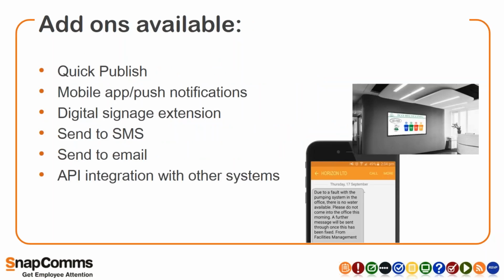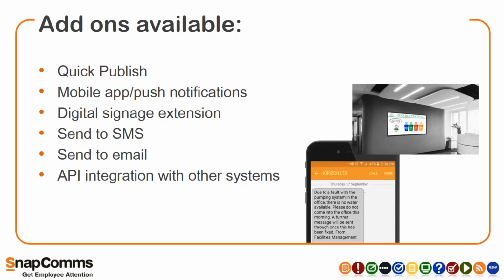And before we move on to the next section, not only do we have Quick Publish, but there's a lot of other features, other things you may not be using in SnapComms that are great for crises. So just be aware of them if this is something that's important to you. We do have the mobile app. We have push notifications. We can tie into text messaging or SMS. You can get digital signage extensions too, where if you have flat screens around a large area, you could get these critical messages up there as well.